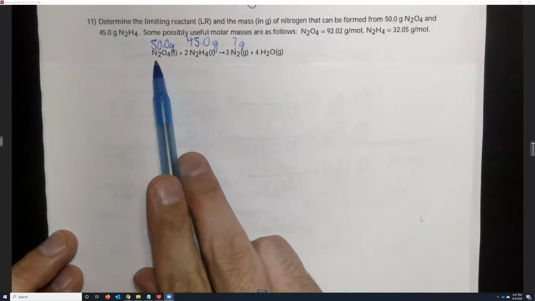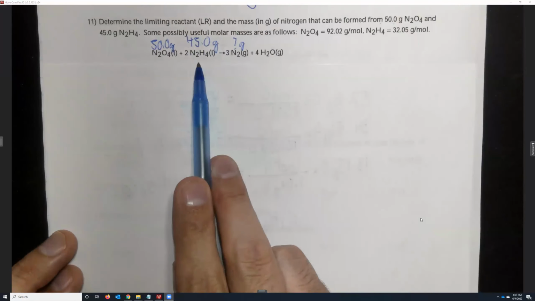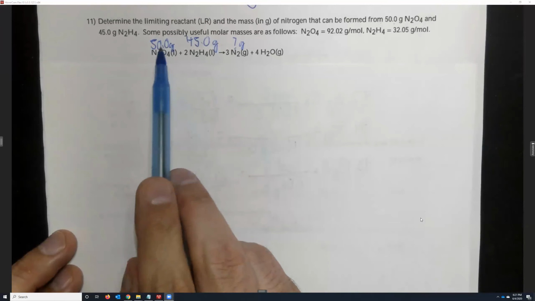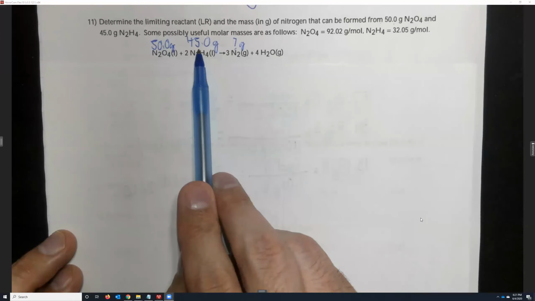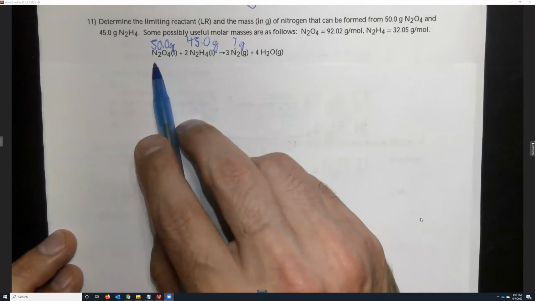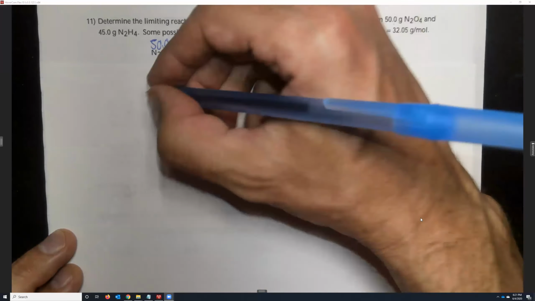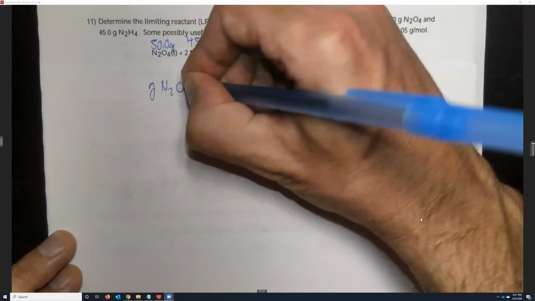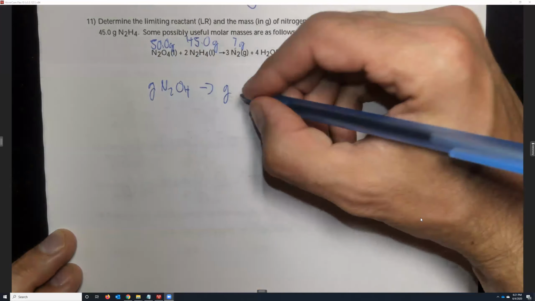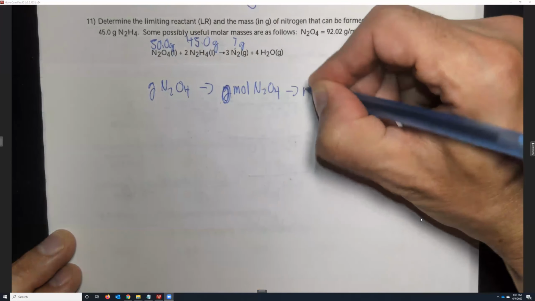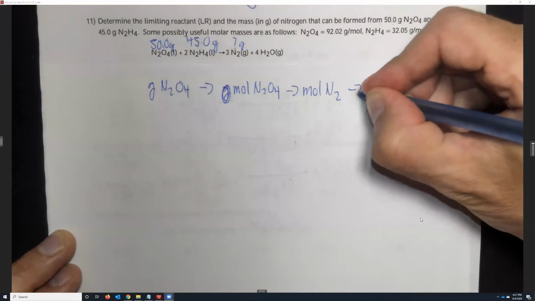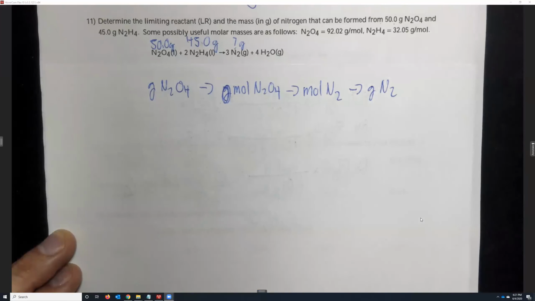Well, if we're given a mass of this and we're given a mass of this, we need to figure out which one runs out first. Said another way, we need to figure out the limiting reagent. There's no easy way to do this. The only way to do this is figure out how much nitrogen I can make from all of this and how much nitrogen I can make from all of this. Said another way, I want to do the same stoichiometry I just did in the previous problem twice. So I want to go from grams of N2O4 to moles of N2O4 to moles of nitrogen, and then finally to grams of nitrogen, like so.